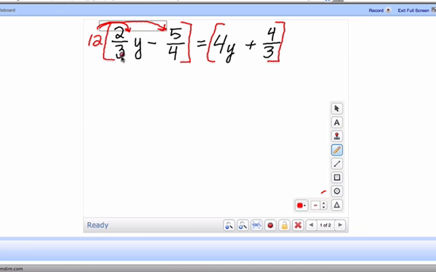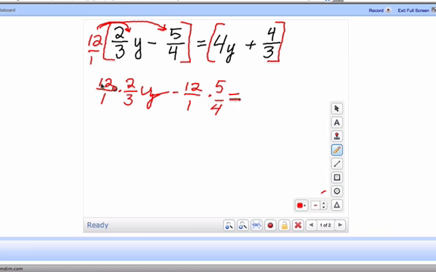So 12 times 2/3 y, you're going to think of that as 12 over 1. I'll just write this out. I usually combine this, but so you can see what I'm doing here, I'll write each of these out. So minus, you can think of this as 12 over 1 times 5/4.